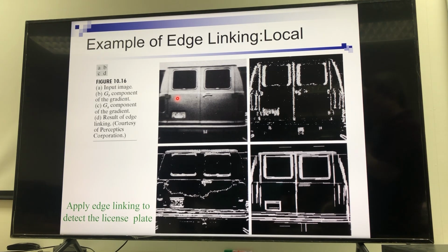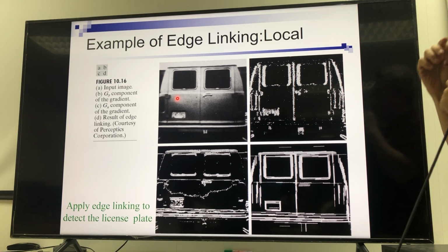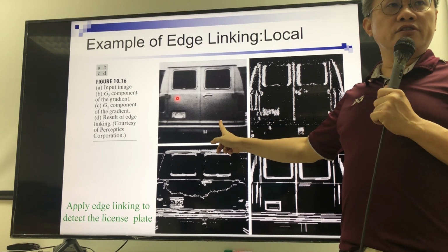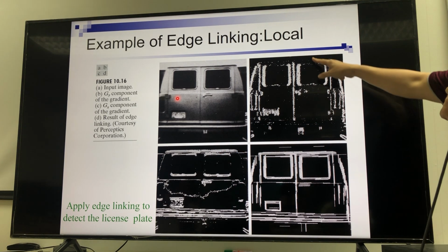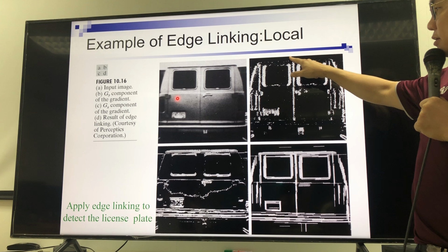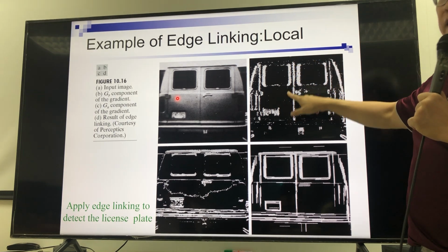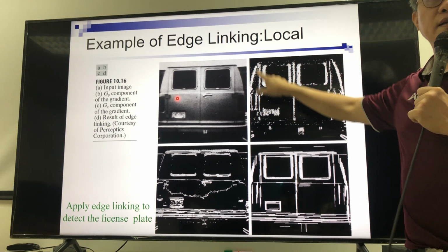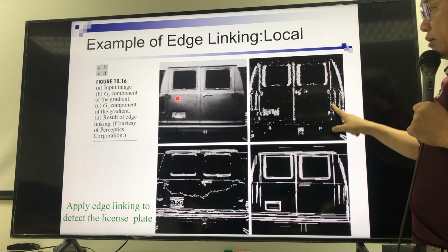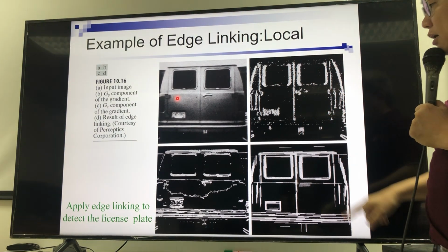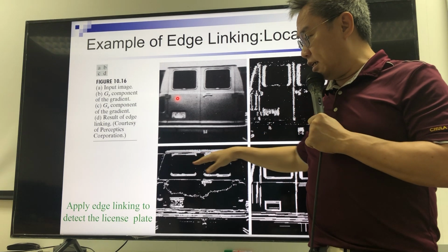Here's the example for edge linking locally. This is the original image. This is the vertical gradient; you can see most of the vertical lines appear. This is the horizontal gradient.